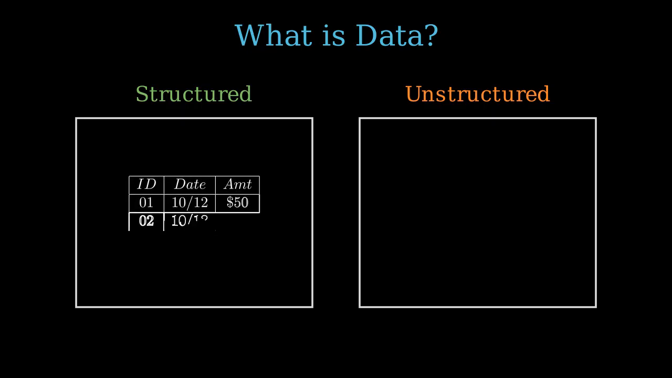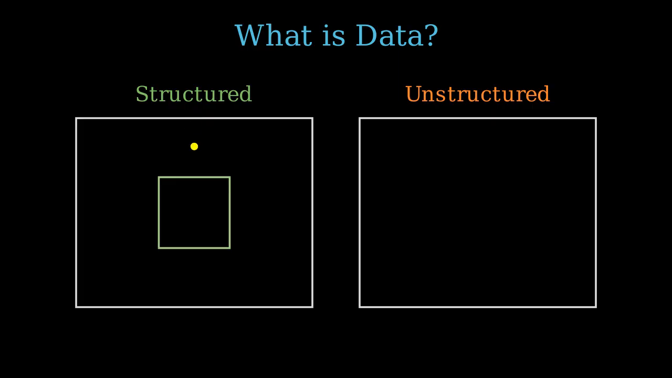Structured data is highly organized and follows a strict schema, like the rows and columns you see in a financial ledger or a digital spreadsheet. Think of it as information that fits perfectly into a predefined box.